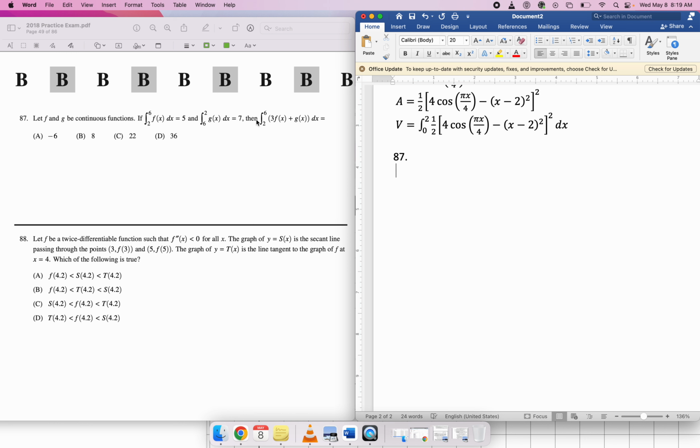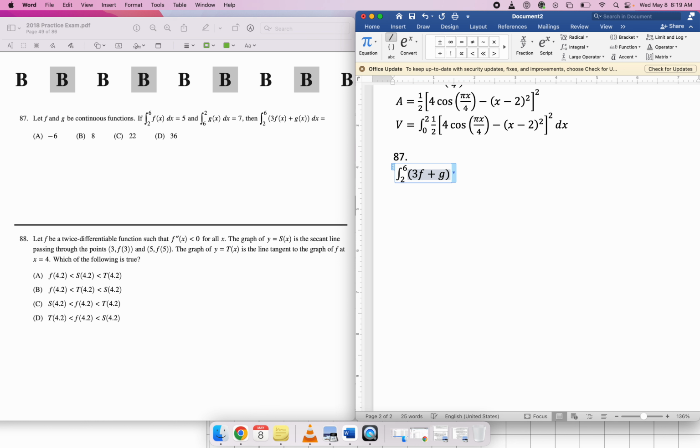So this integral that they're asking you to compute, integral from 2 to 6 of 3 f of x plus g of x. I'll just write f and g. You can distribute, right? You can distribute the integral. That's the same thing as the integral from 2 to 6, 3f dx plus integral from 2 to 6 g of x dx. And the 3 in the first integral is a constant multiple, and so therefore it can just be pulled outside of the integral. And now I get this.